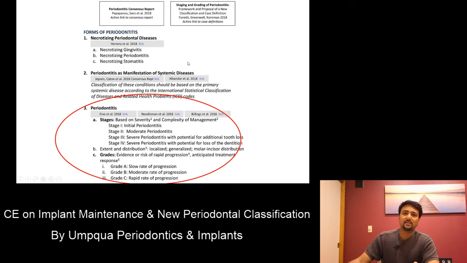So there are 3 basic subheadings under periodontitis. Forms of periodontitis: necrotizing periodontal diseases, which is unchanged from the old classification. Periodontitis as a manifestation of systemic diseases is almost similar to the old classification. There was an aggressive disease under this category which has been merged with the periodontitis category in the new classification.